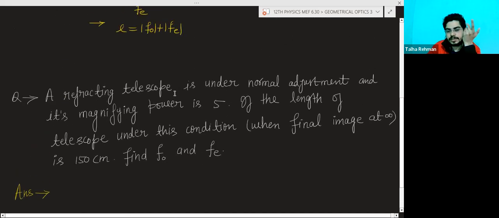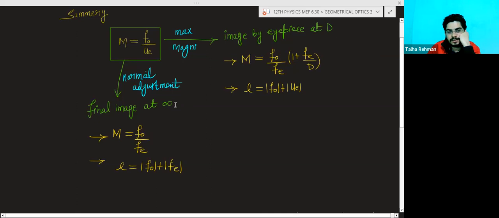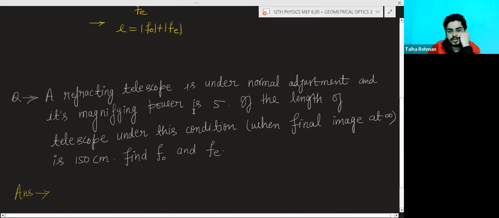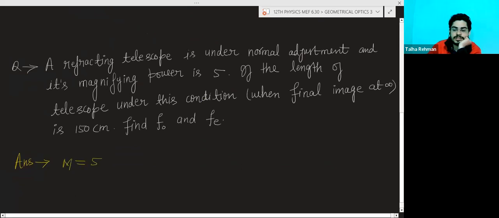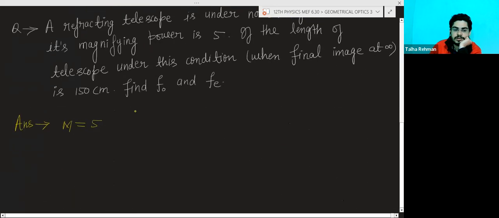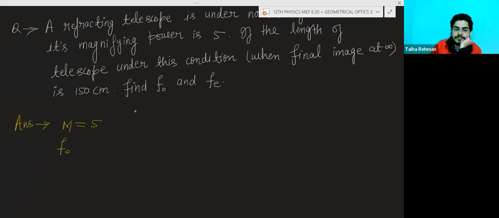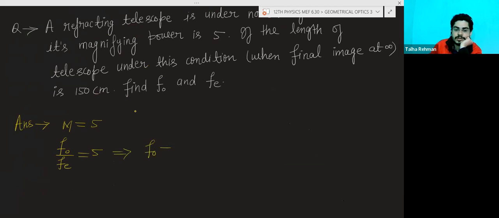So this is a refracting telescope that we discussed. This is under normal adjustment. Normal adjustment is this: final image is at infinity. So it is given that magnifying power, means magnification, is 5. What is the magnification in case of normal adjustment? FO by Fe. So FO by Fe is equal to 5. From here you can find FO is equal to 5 times Fe.